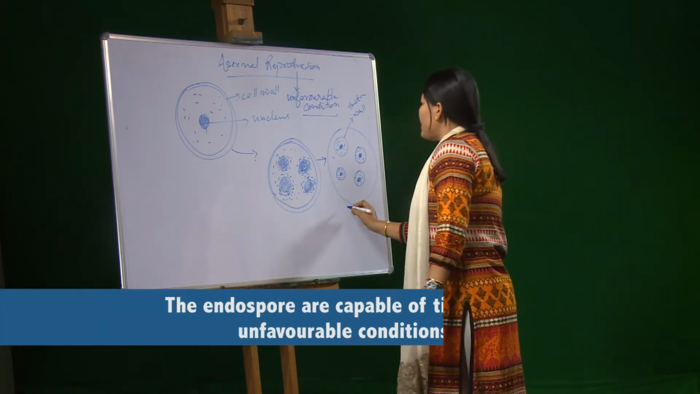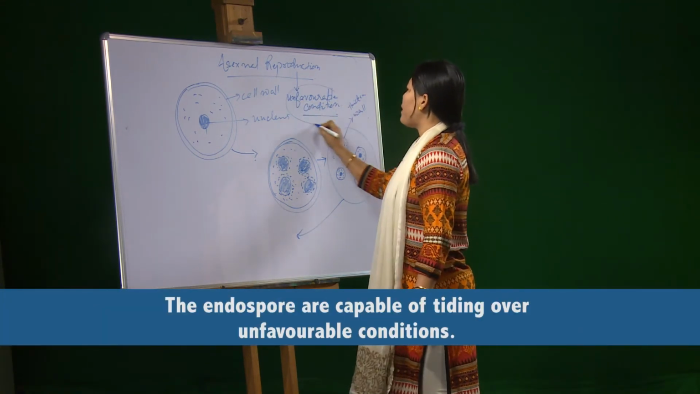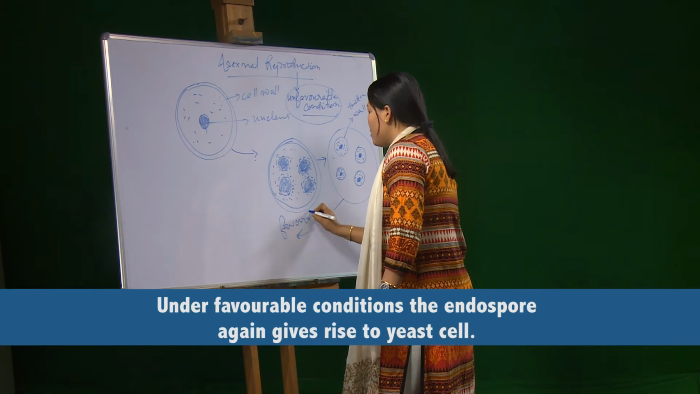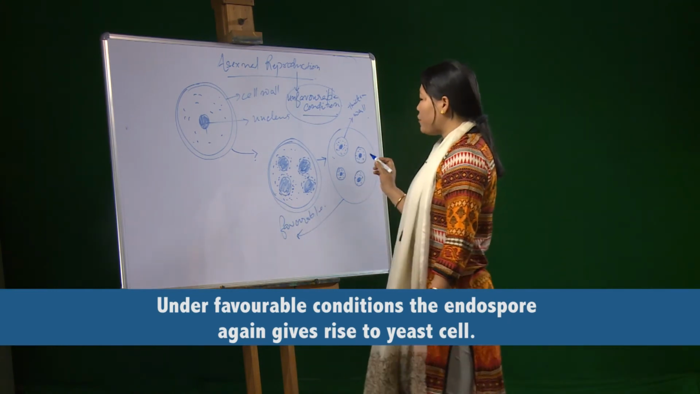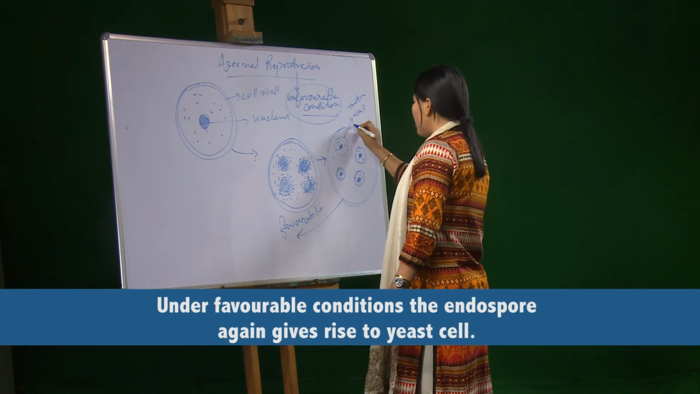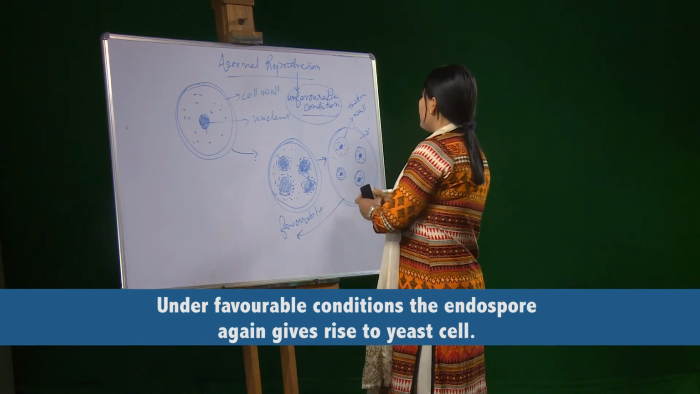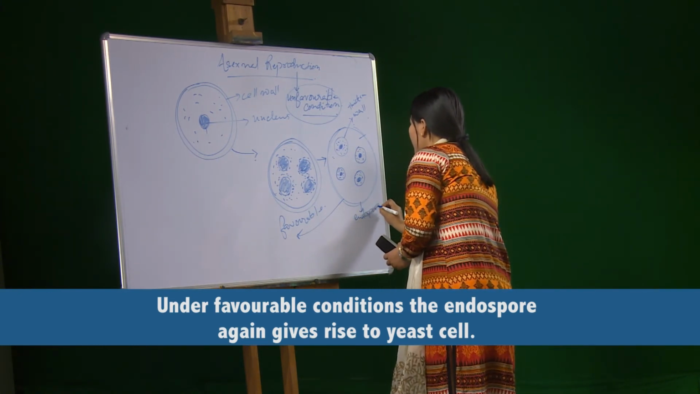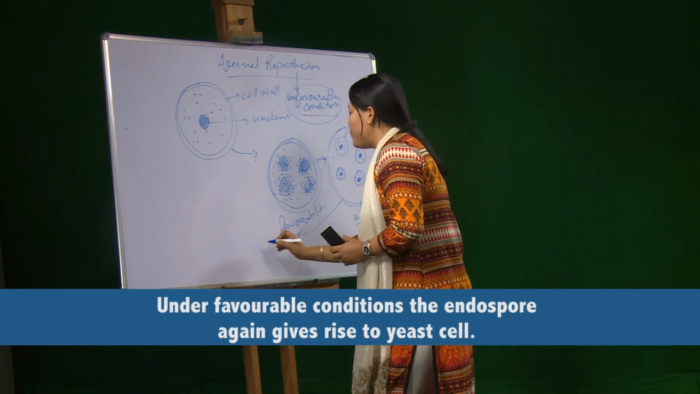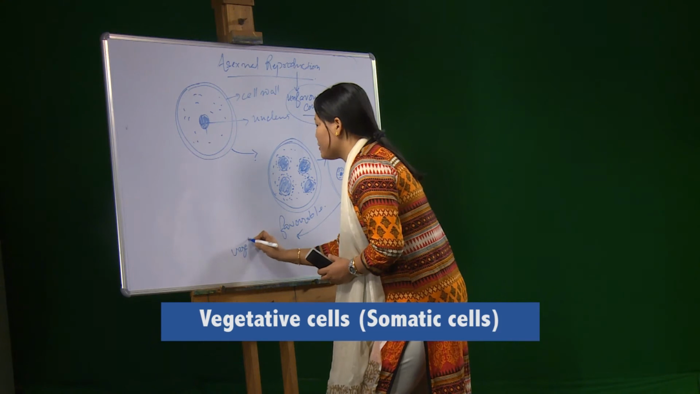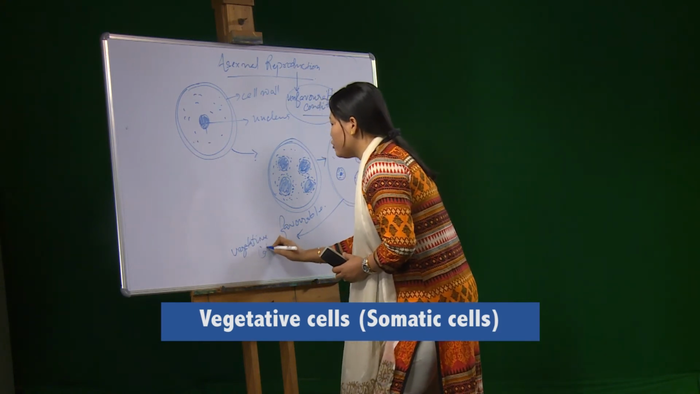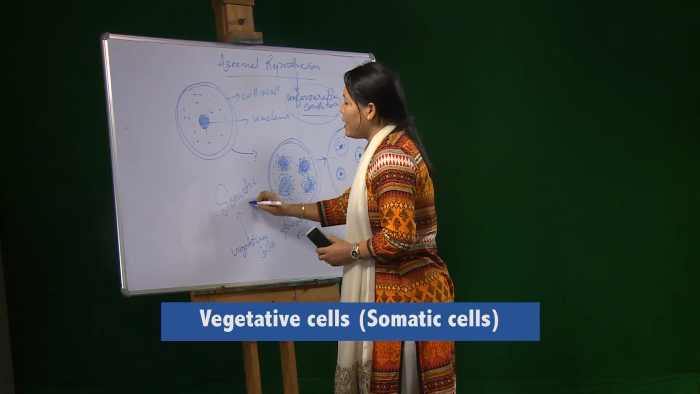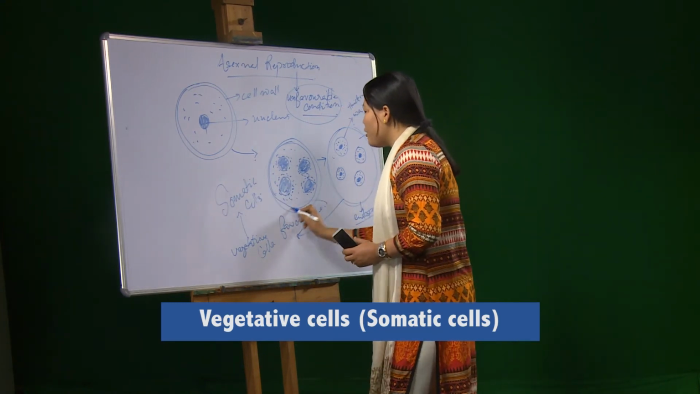And this is under unfavorable condition, and when the conditions become favorable, this whole structure, which we call an endospore, will get converted into the vegetative cells. Vegetative cells, we also call the somatic cells, that is, under favorable condition.